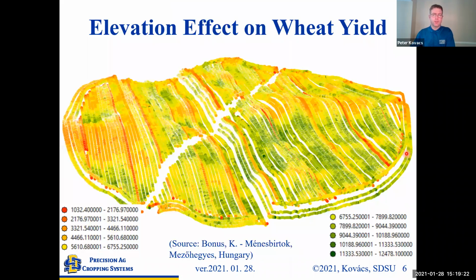But I even have data from 2020 from Hungary for a wheat field, and here we had about 15-foot height differences, and still we can see that in some of those higher elevations we had lower yield compared to lower positions. And obviously, in a better yield or better year, we may see opposite observations.